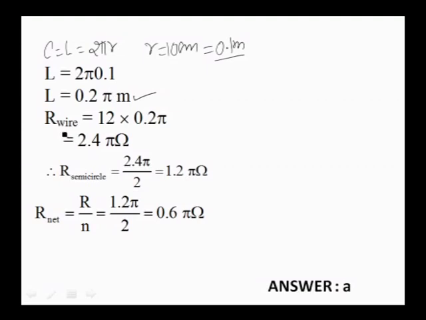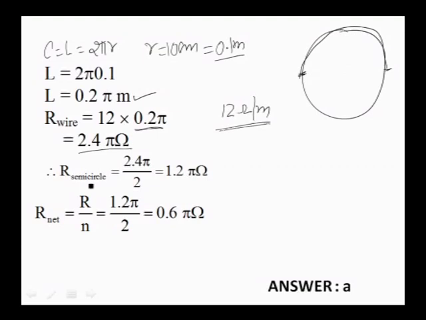I want to calculate the total resistance of the wire. They were given 12 ohm per meter, that is resistance per unit length, multiplied by the length, that is 12 into 0.2 pi, which gives rise to 2.4 pi ohm. That is for the entire circle, but we want the resistance of the half, that is the semicircle. Resistance of the semicircle is equal to the total resistance divided by 2, because these are identical semicircles. That is 2.4 pi divided by 2, which is equal to 1.2 pi ohm.